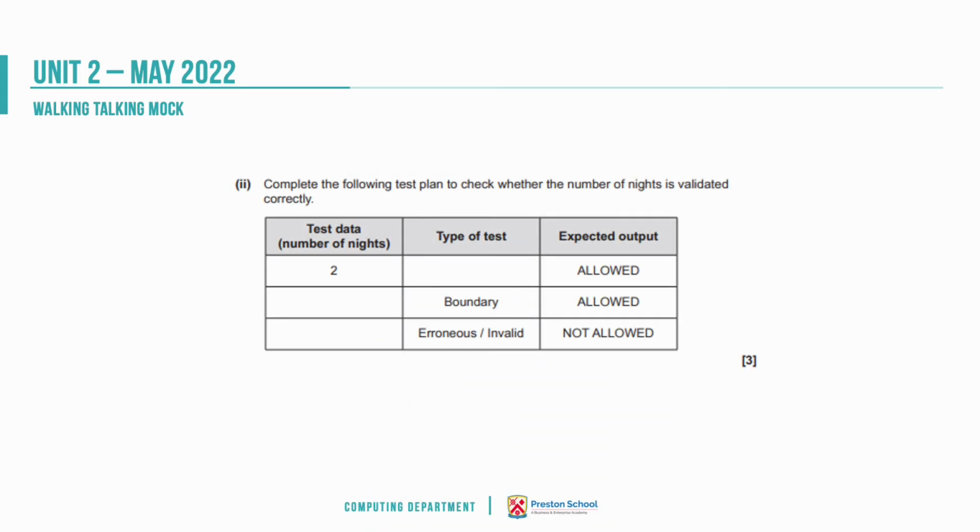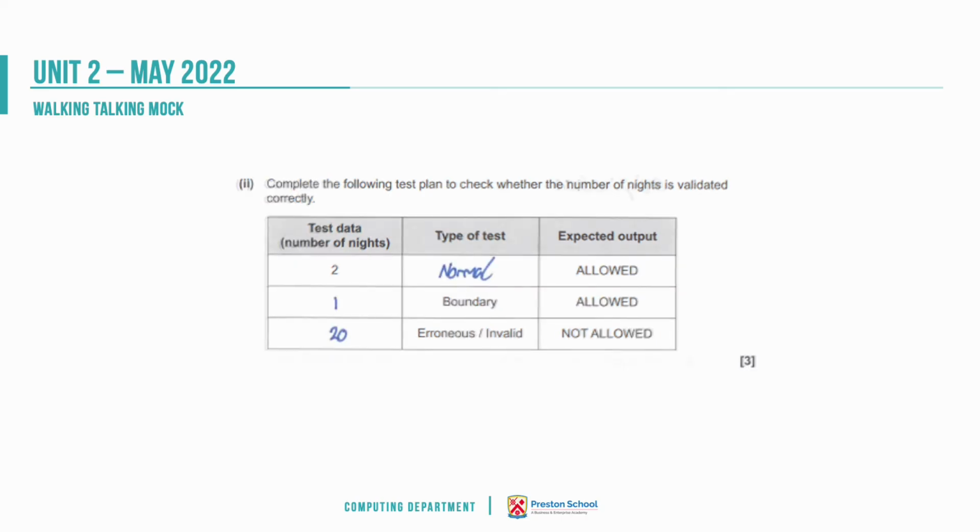We've then got a basic test plan and asks us to name what type of test data we've got in each case. So we've got normal test data at the start. Boundary would be 1 or 5, and erroneous or invalid would be anything other than 1, 2, 3, 4, 5. Okay, so any other data you put in, I've gone for 20, would work then for the not allowed or erroneous data.